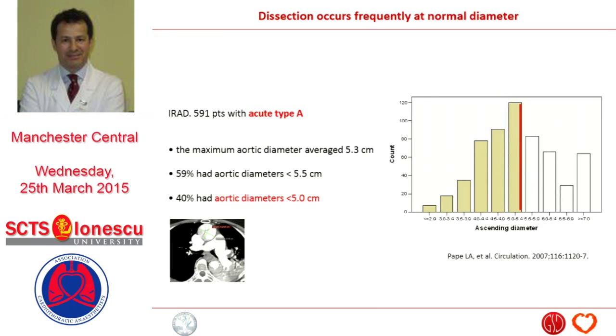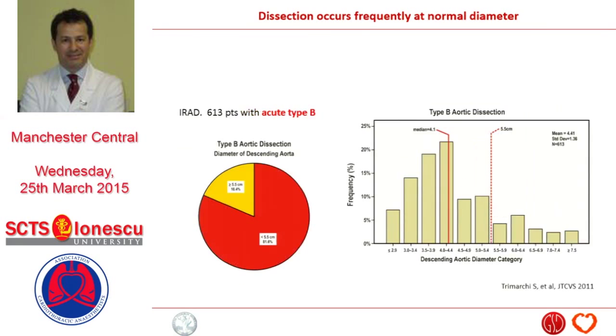In addition, we know from the IRAD registry that 40% of the patients affected by type A dissection may have an acute onset of symptoms when the aortic diameter is lower than 5 centimeters. And in the IRAD registry, we are only able to capture the already dissected aortic diameter, so it means that probably they had 4.2, 4.5 centimeters. This has been observed for type A, but also for type B, where the mean aortic diameter of these patients was 4.1 centimeters.